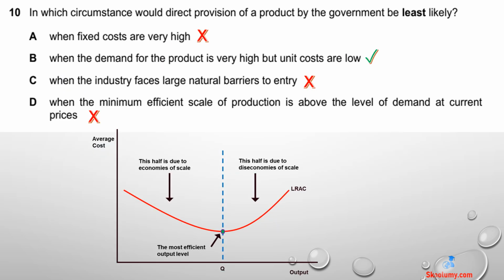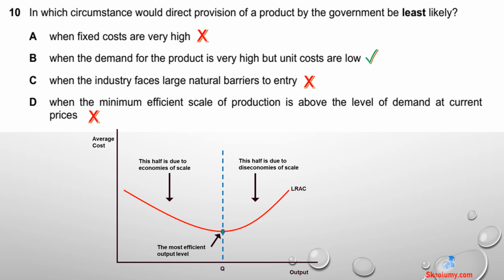Question 10. In which circumstance would direct provision of a product by the government be least likely? The answer is B, when the demand for the product is very high but unit costs are low. When the demand is high and the unit costs are low, it is profitable for the private sector to provide it. There is no need for government intervention through direct provision. A is wrong because high fixed cost makes it unaffordable by the private sector, hence the provision by the government. C is wrong because barriers to entry prevent new entrants into the industry.